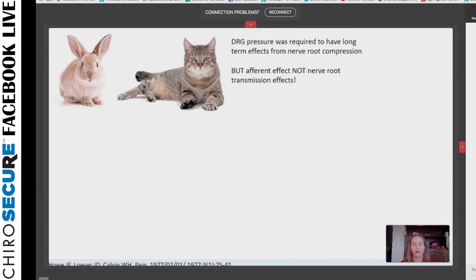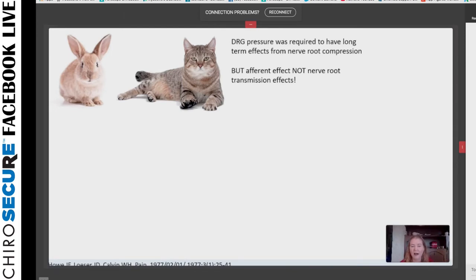This has also been followed up by Howie et al. in both rabbits and cats, again anesthetized. They were also specifically looking at putting pressure on the nerve roots. What they found is that you actually had to put the pressure on the dorsal root ganglia to get long-term effects. But the interesting thing is what that long-term effect was: a change in afferent information back up to the brain, not interference with nerve root transmission.